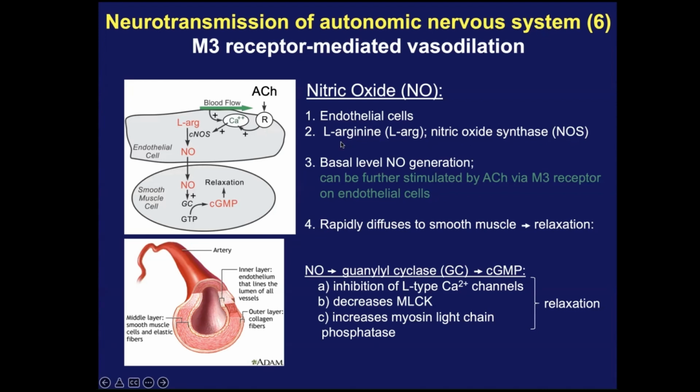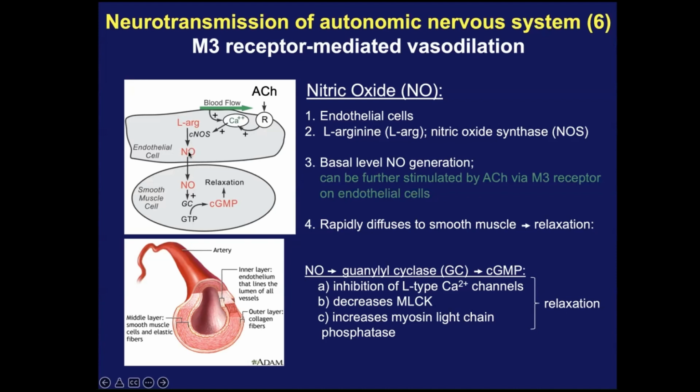In resting blood vessels, there is a basal level of NO generation. But this generation can be further stimulated by the acetylcholine after it binds to this receptor, the M3 receptors located on the cell membrane of the endothelial cells. This will stimulate the activity of the NOS enzyme to increase the rate of the NO generation.